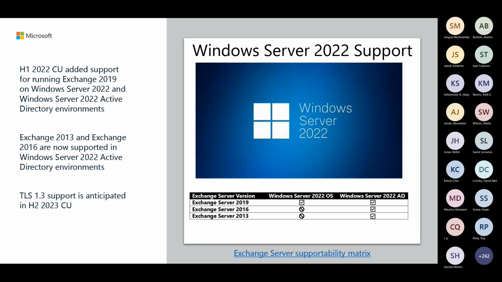And today, I'm thrilled to announce that we now support running Exchange 2013 and 2016 in environments that have Windows 2022 directory servers. So support for Exchange Server and Windows Server 2022 is detailed on the table on the slide, and the Exchange Server supportability matrix has already been updated to reflect these changes. One call out though, by default, Windows Server 2022 does use TLS 1.3. Support for TLS 1.3 is slated to be added to Exchange 2019 next year, likely in the H2 CU.